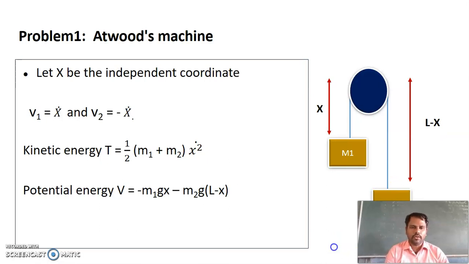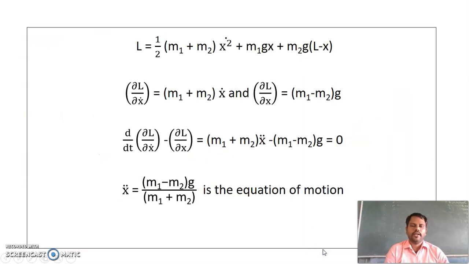Now I have found the kinetic energy and potential energy for the system. We know that the Lagrangian is given by L equals T minus V. Substituting the values of T and V, we arrive at L equals (1/2)(m1 plus m2) x dot squared plus m1 g x plus m2 g (L minus x).